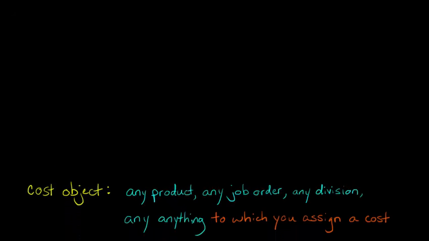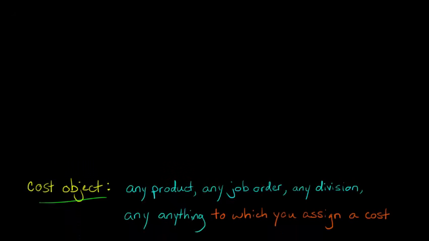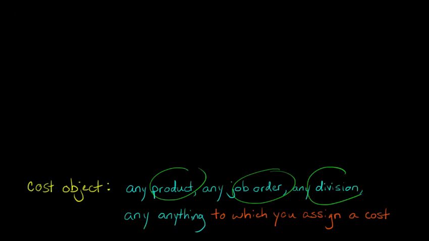In this video, we're going to discuss what a cost object is in the context of cost accounting. So I think it's helpful to start with a definition. A cost object is essentially any product, a job order, division, anything whatsoever to which you can assign a cost. So as you can tell, this is a very, very broad definition of cost objects.